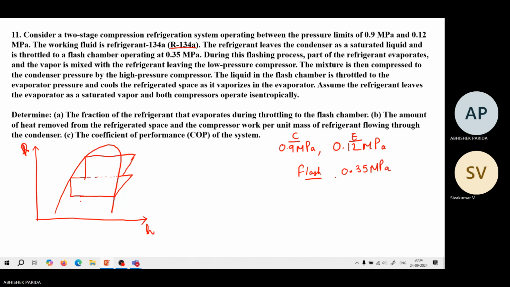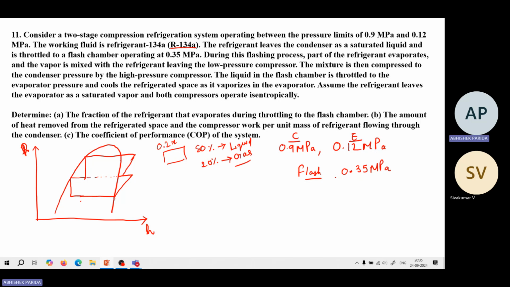In that case, what we are doing is separating the fluid here. If you consider a mixture where, let us say, X is 0.2, that means 80% of it is liquid and 20% is gas. The fluid is both gas and liquid.